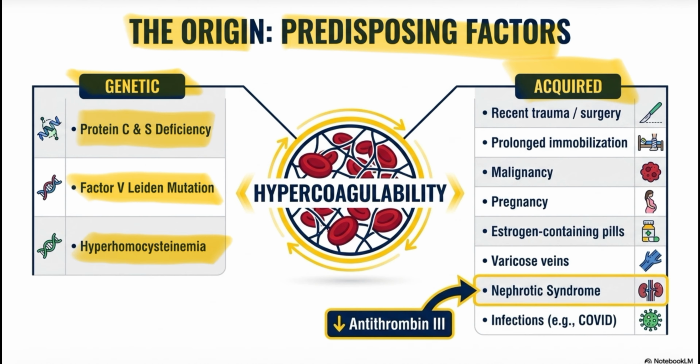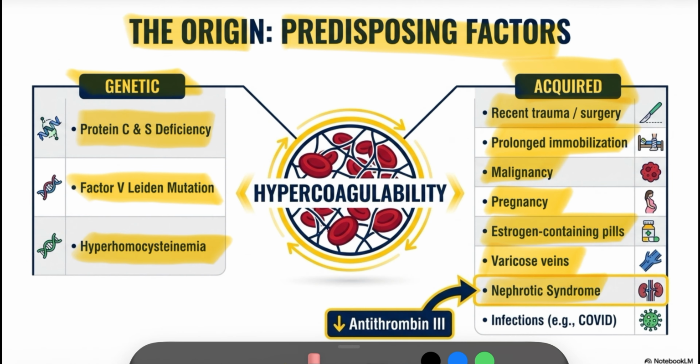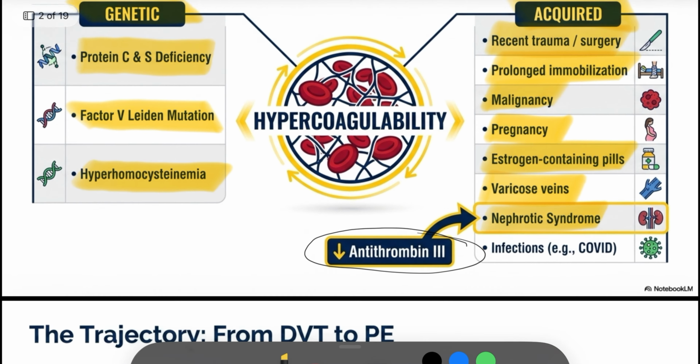And then there is acquired. It may be due to recent trauma or surgery, prolonged immobilization. It may be malignancy, pregnancy, estrogen containing pills, varicose veins and even nephrotic syndrome. You need to remember why nephrotic syndrome: it is because there is a reduction in antithrombin 3 factor. Then coming to infections, most recently it has been famous, it's COVID-19.